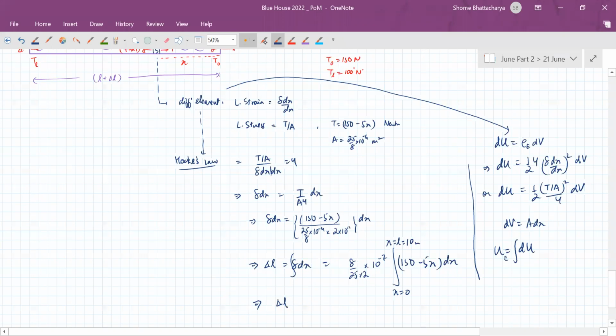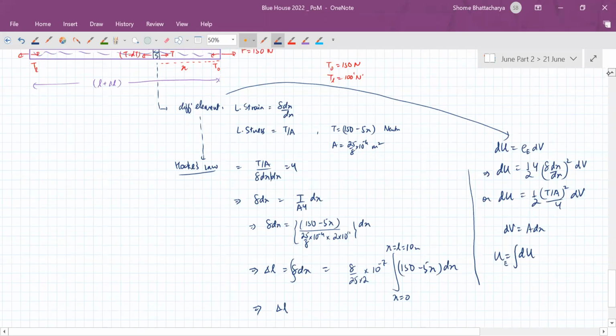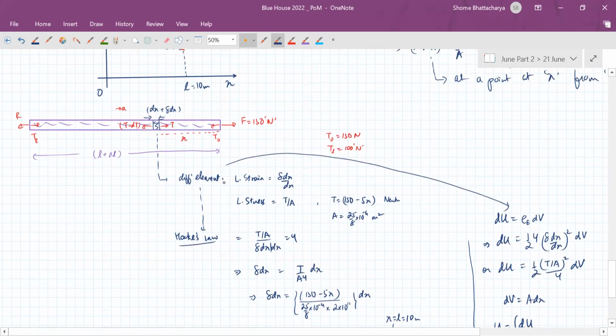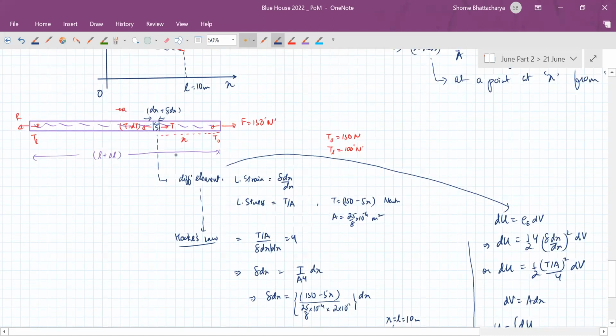Which part? Like from how you derived the last thing, the variable tension, or the application of Hooke's law? The application. Okay, so everything written in blue, that one. This part, no? Okay. So you're taking a differential element whose natural length was dx, but whose elongated length is dx plus delta dx. Okay.